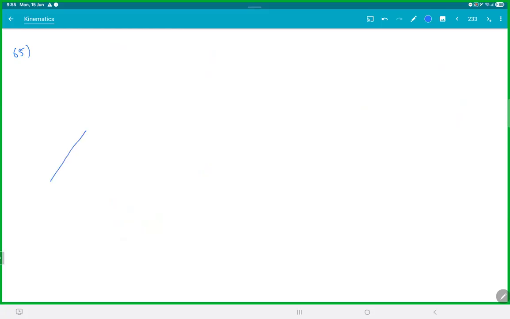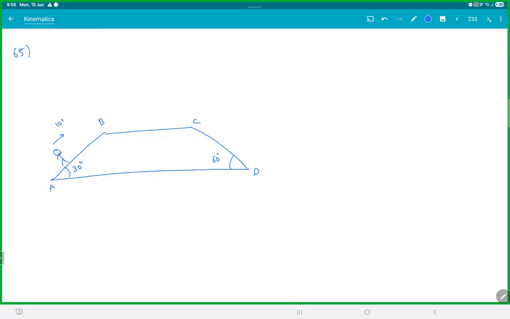So let's say we have an inclined path like this. This angle is 30 degrees. This angle is 60 degrees. This is A, B, C, and D. So we have a man who is walking with a constant speed of 10 meters per second.